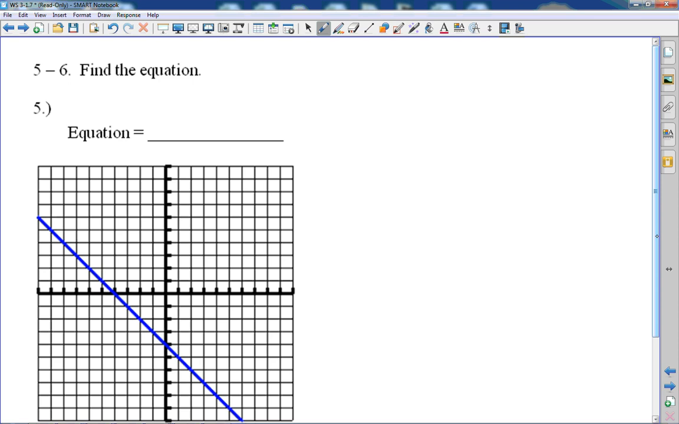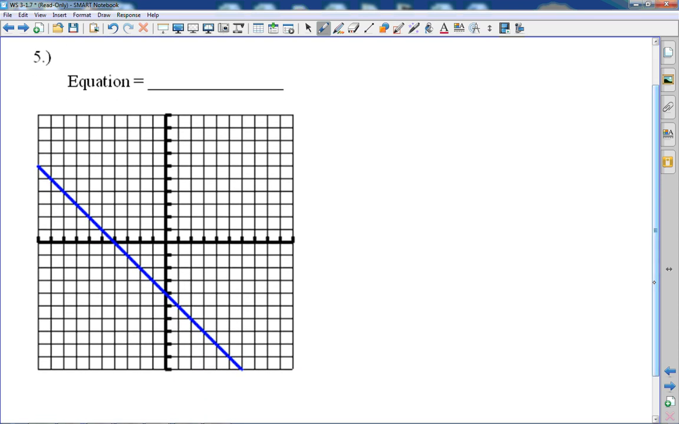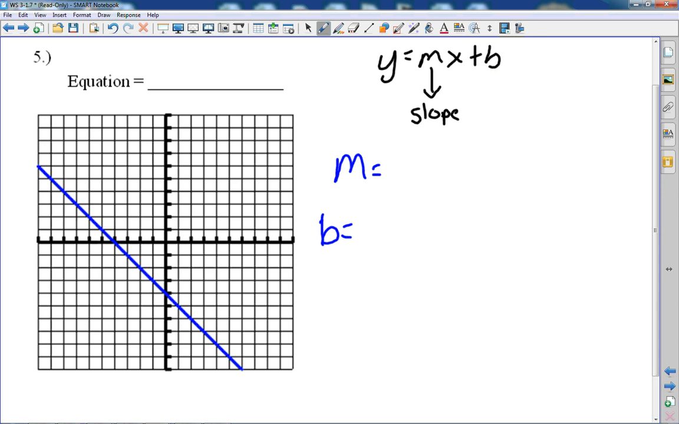Next one, it says to find the equation. Okay, so what we need to find is m and b. Some of you are saying, what is that? Remember, y equals mx plus b. That is slope-intercept form. This is my slope, and the b is my y-intercept. Remember, my y-intercept is written 0, and then whatever the number is.